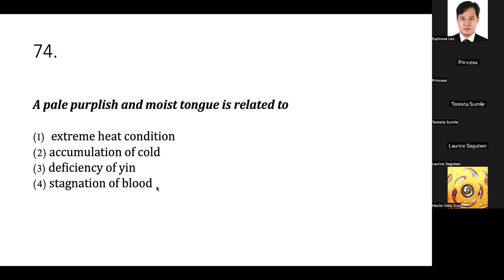Bali, Doc, sa 74, appeal, purplish and moist tongue is related to extreme heat condition, accumulation of cold, deficiency of yin, and stagnation of blood. My answer is letter B. Ano ba yun? 1 and 3? Yes, Doc, letter B. Bakit extreme heat? Ay, letter C pala, Doc, mali. Letter C. Okay.